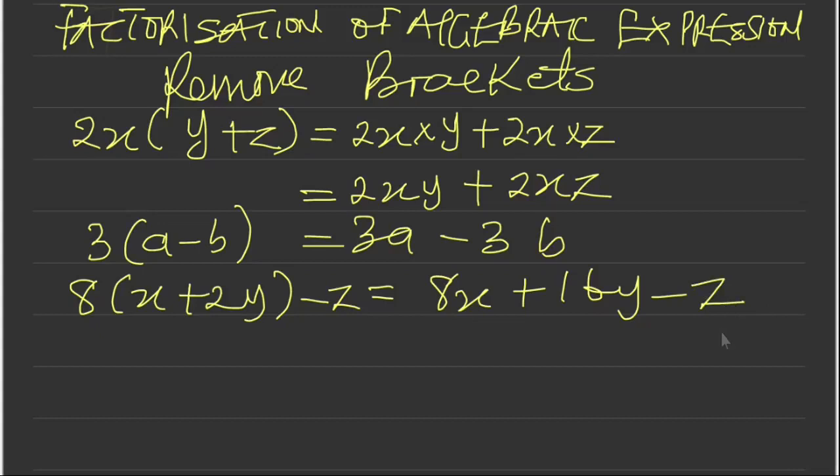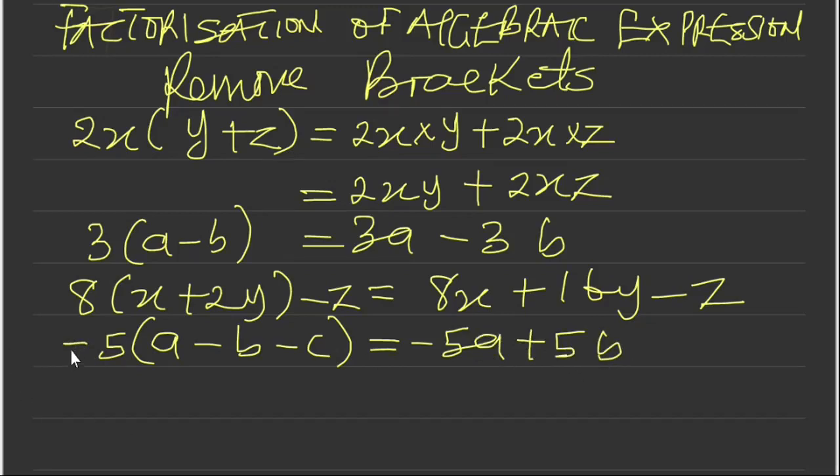So in this aspect, let me try to have maybe another reasonable example. Maybe we have minus 5(a - b - c) is equal to minus 5a. Minus times minus gives us a plus 5b. Minus times minus will give us plus 5c. So the expansion of minus 5(a - b - c) is equal to minus 5a plus 5b plus 5c. So that is just about removing a bracket of an algebraic expression.